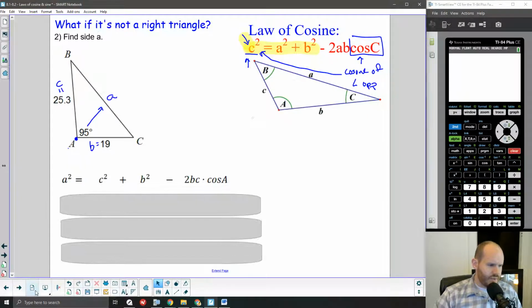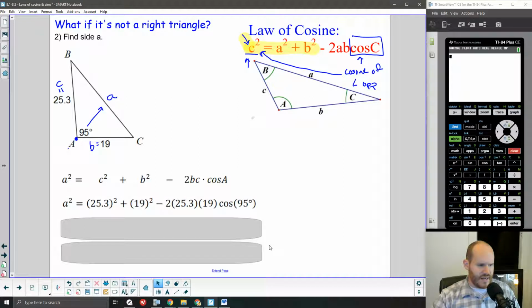From here, it's really similar. I'm going to kind of plug and chug. So I'm going to plug in all the corresponding values. I know what B is, I know what C is, and I know what angle A is. It's 95 degrees. So I'm going to plug in all of those values into this formula. And then I'm just going to come over here to my calculator and type these values in.